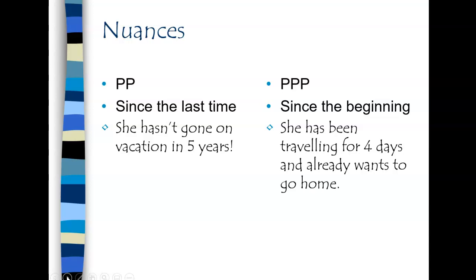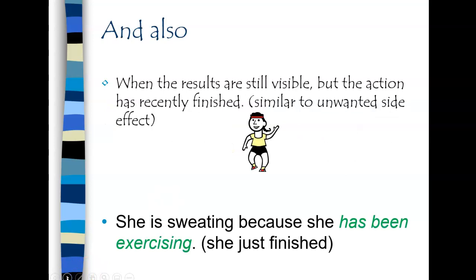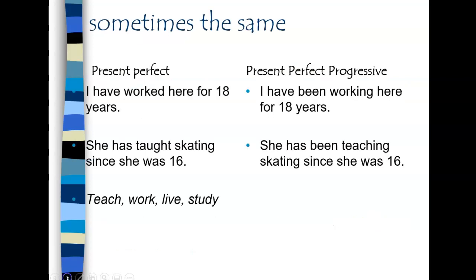For present perfect, it means since the last time. She hasn't gone on vacation in 5 years. But in the present perfect progressive, it tells me something, the action from the beginning. She has been traveling for 4 days and already wants to go home. And also we use the present perfect progressive when the results are still visible, but the action maybe has just recently finished. So that's similar to the unwanted side effect. She is sweating because she has been exercising, or she has been jogging, and we understand that she's just finished. So we see the result of that action.